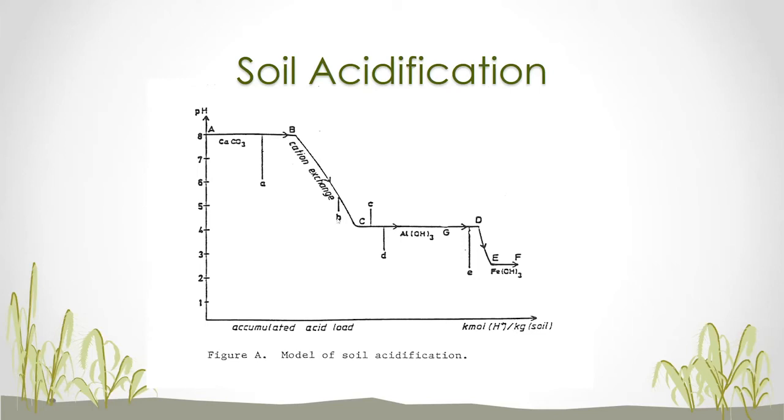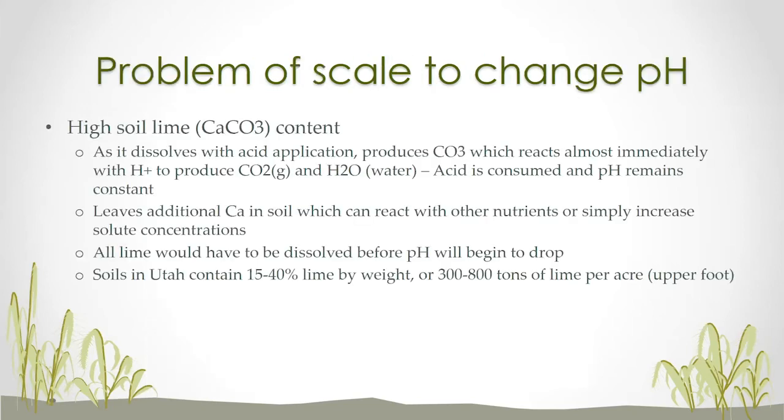Well, we're like, okay, great. Why don't we just do that? Why don't we add enough acid to be able to solubilize that calcium carbonate in the soil and begin to lower our pH so we get better nutrient availability for iron and zinc and phosphorus and other things? Well, let's take a look.